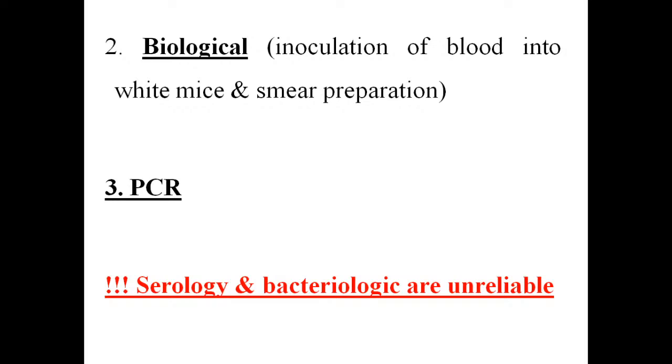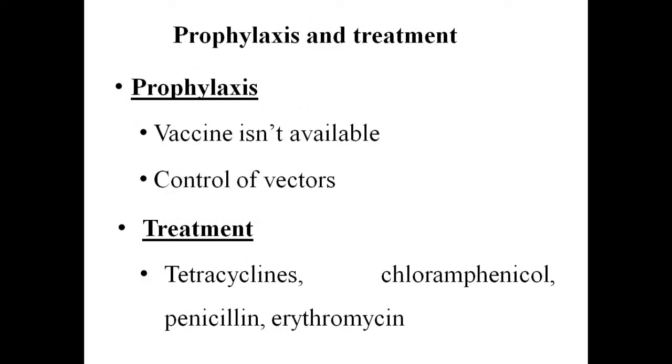Serological and bacteriological methods are not available. Why? You remember, for serological tests we should collect serum for detection of antibodies, but Borrelia have antigenic variable structure. It is impossible to know which antigen will be in this patient. Bacteriological is not used because bacteria are not cultivated. What about treatment and prophylaxis of relapsing fever and Lyme disease? There are no vaccines. Vaccines are also not available because of variable antigens.